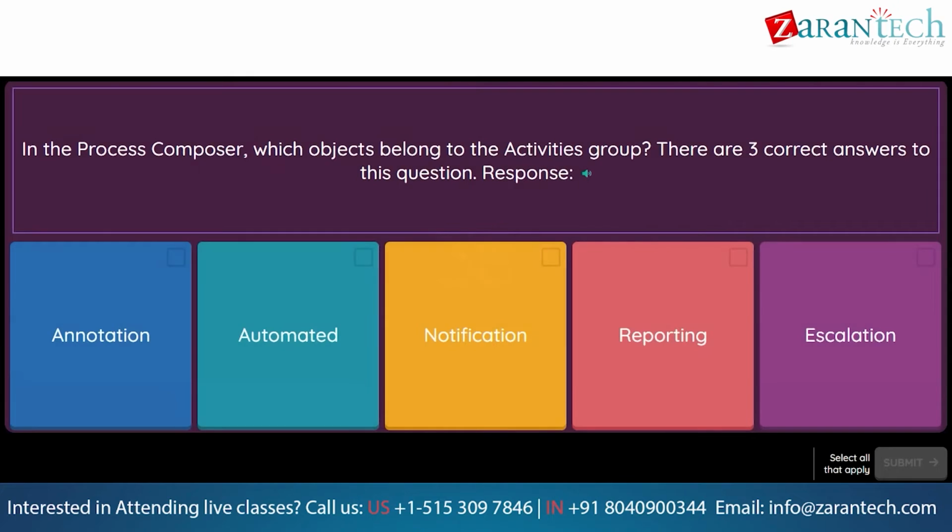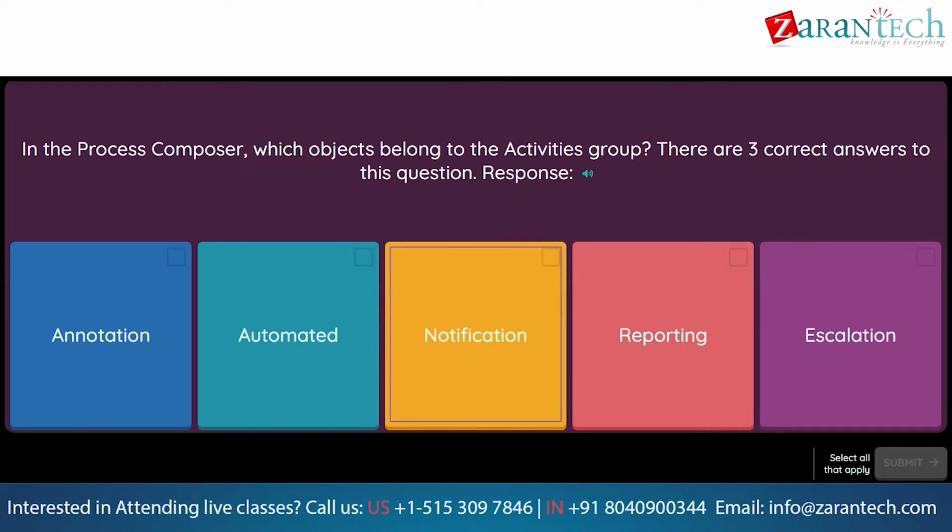Question: in the Process Composer, which objects belong to the Activities group? There are 3 correct answers to this question. Response: Option 1 Annotation. Option 2 Automated. Option 3 Notification. Option 4 Reporting. Option 5 Escalation.